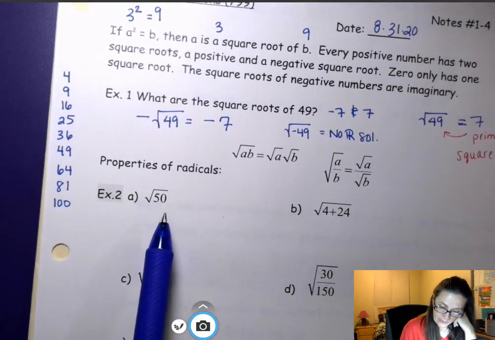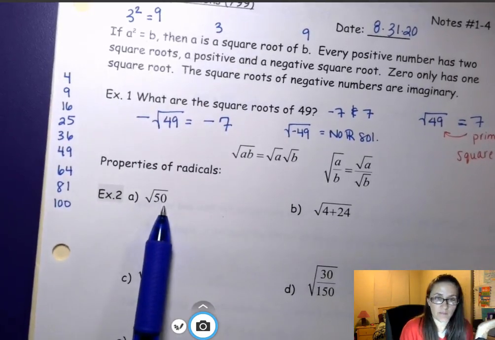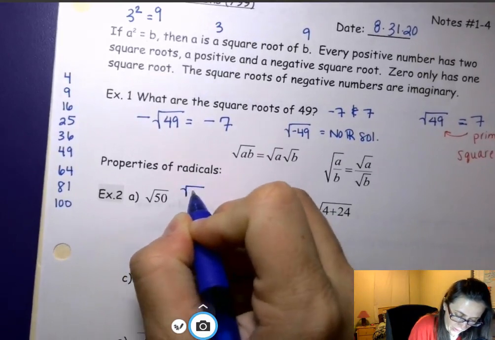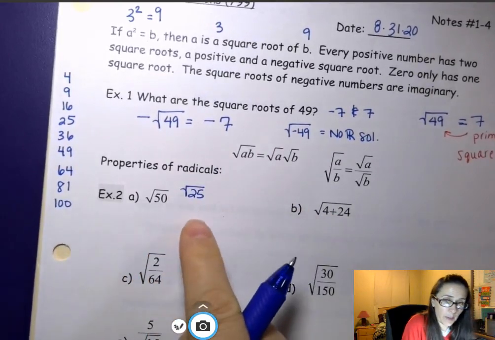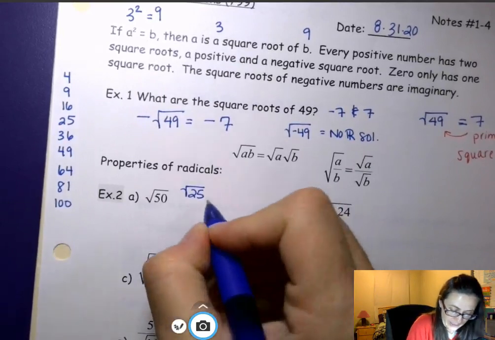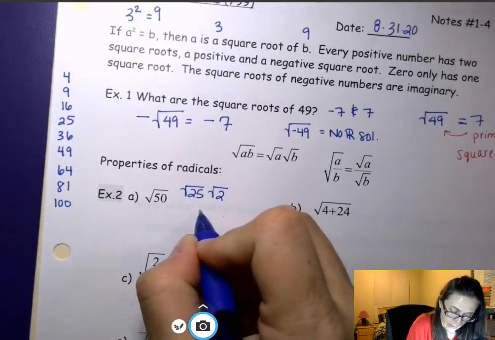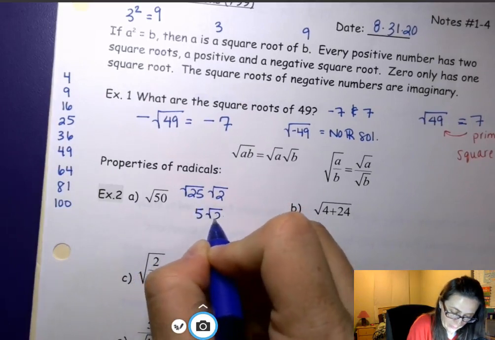Is one of these a factor of 50? A factor of 50 is going to be 25. I'm going to write this as square root of 25. I like to put my perfect square first because I can take that square root times the square root of 2. So my final answer here is going to be 5 root 2.